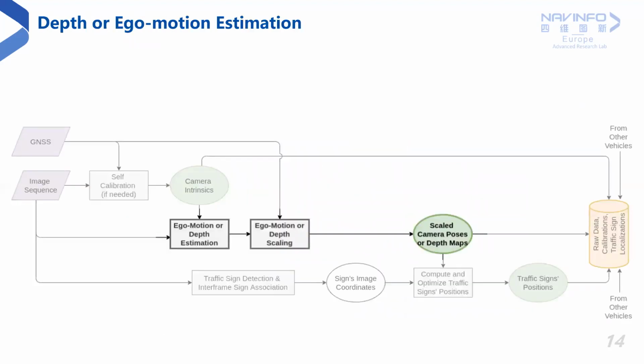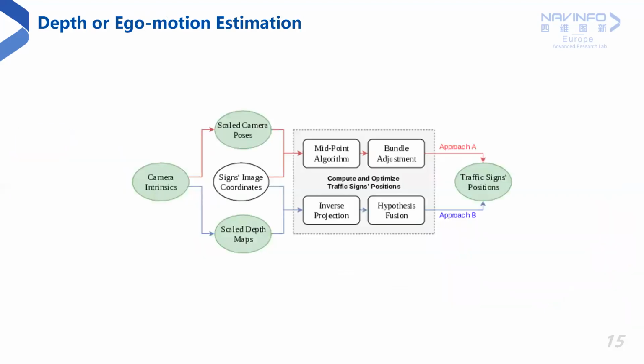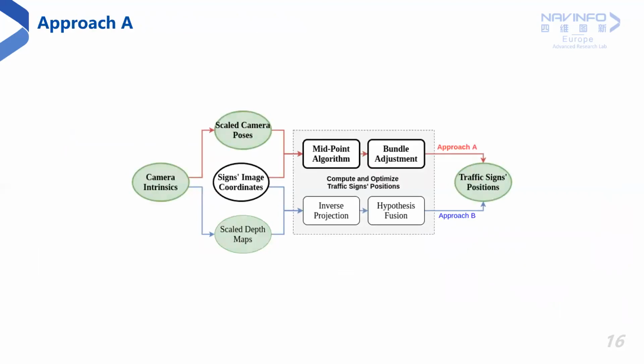The images with known calibration are then used to perform egomotion estimation or depth estimation. Since monocular vision suffers from scale ambiguity, these are scaled and aligned with the GPS coordinates to output the camera poses or dense scene depths at metric scale. Depending upon whether the depth or egomotion is used, we propose two approaches to compute the traffic sign positions. In approach A, the camera intrinsics, the scaled camera poses, and the traffic sign detections in the images are used to triangulate the traffic sign positions.